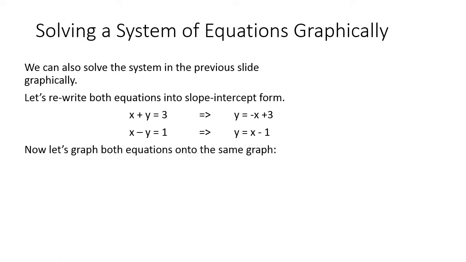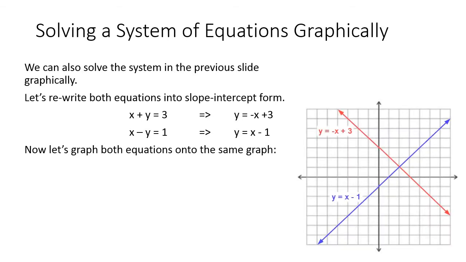So let's graph both of these equations onto the same graph now. So I've quickly graphed this. You should already know how to graph these. Quick recap. Y equals negative x plus 3. Our y-intercept is positive 3. Our slope is negative 1 over 1. The ones aren't written, but it's negative 1 over 1. So that's a rise of negative 1, a run of 1, rise of negative 1, run of 1, etc. That also forms a 45-degree angle with the x-axis.